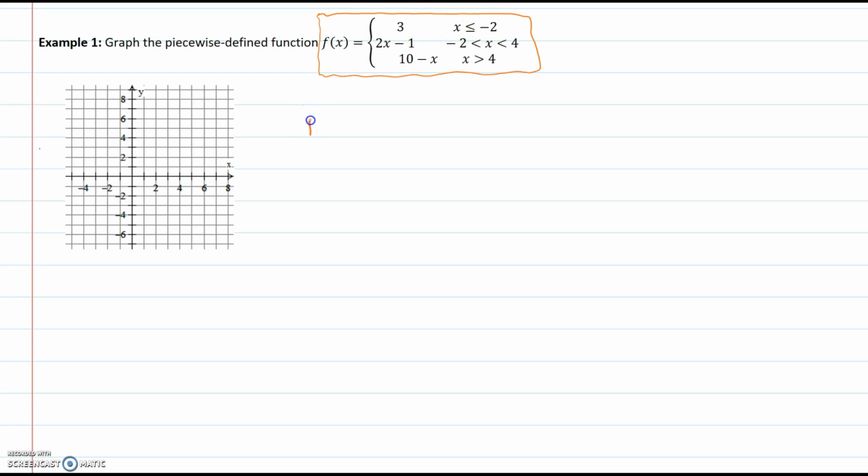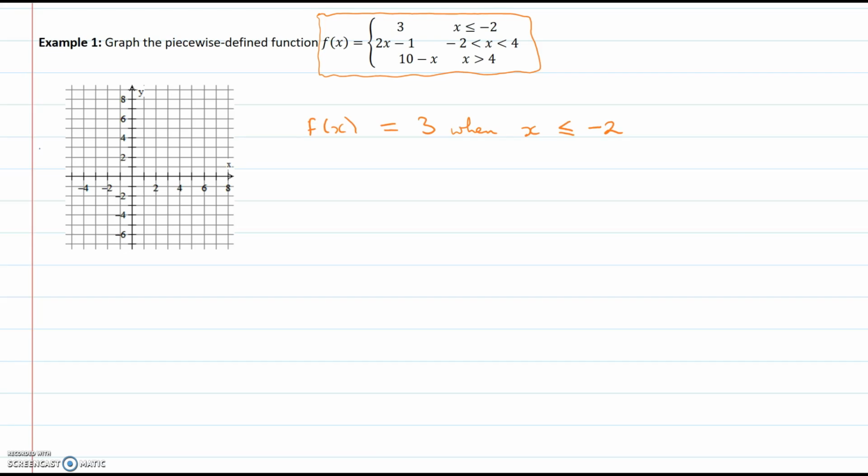So the first part of this that we're going to look at is just the first line. f of x is 3 when x is less than or equal to negative 2. So there's a word missing here if you'd like to transfer it into English, and it's the word when. So f of x is 3 whenever x is less than or equal to negative 2. So we're going to go to our graph and we're going to look at the x's that are less than or equal to negative 2.